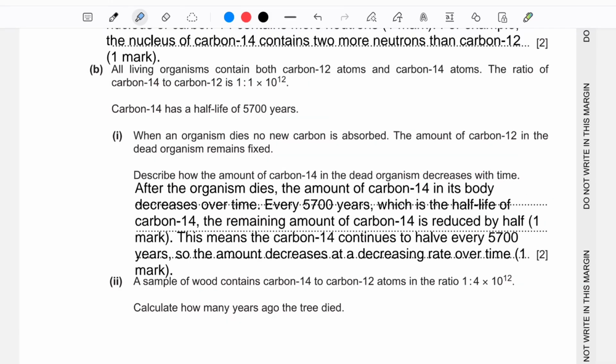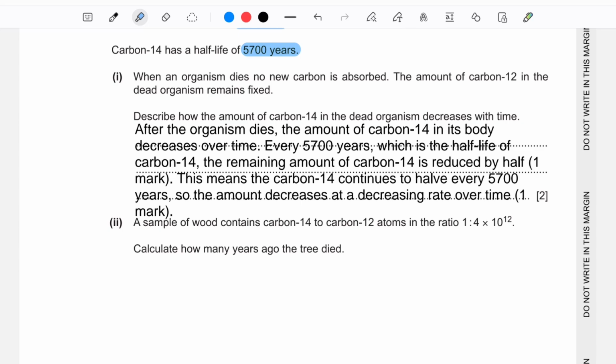Part B. All living organisms contain carbon-12 atoms and carbon-14 atoms. The ratio of carbon-12 to carbon-14 is 1.1 times 10 to the power 12. Carbon-14 has a half-life of 5,700 years. When an organism dies, no new carbon is absorbed. The amount of carbon in the dead organism remains fixed. Describe how the amount of carbon-14 in the dead organism decreases with time.